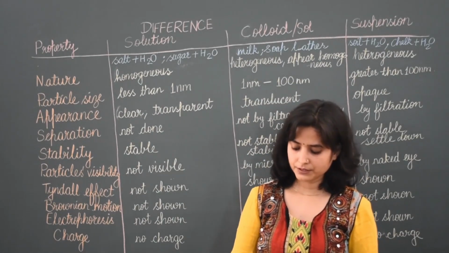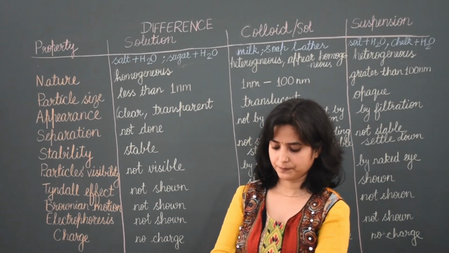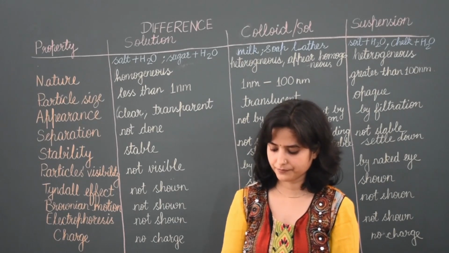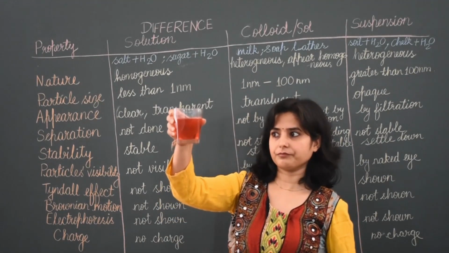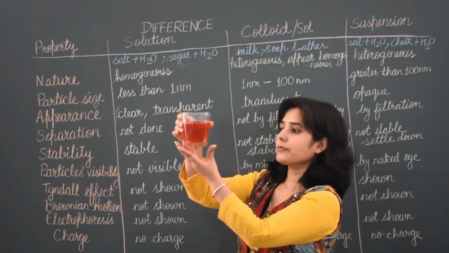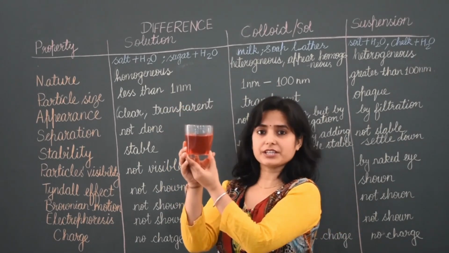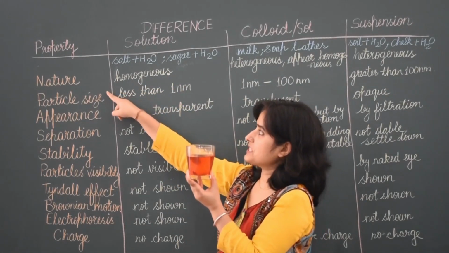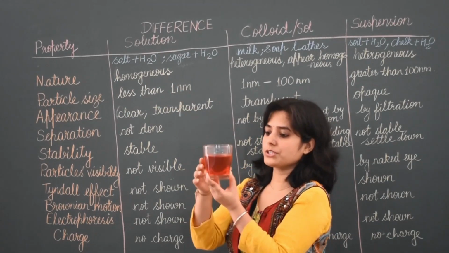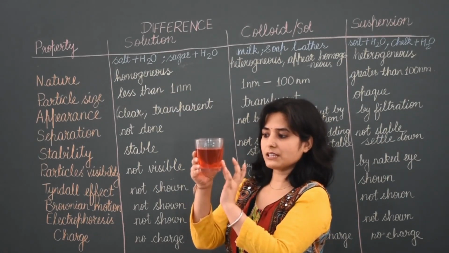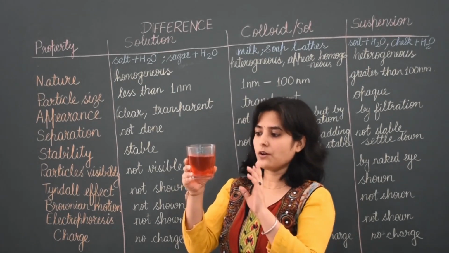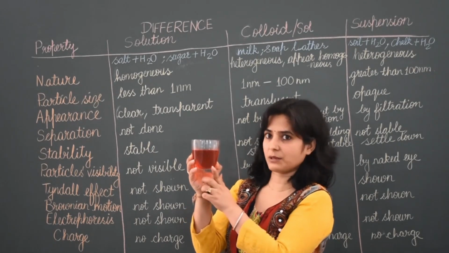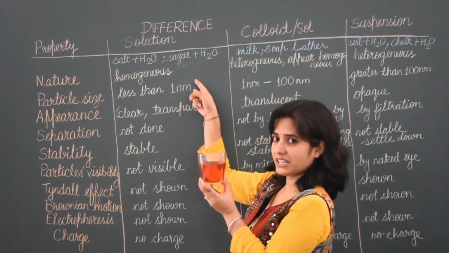Okay. So to check all these properties, I took this. This is what? Solution. How can you say that it is a solution based on these properties? First, nature. What is the nature of this solution? It is homogeneous. Homogeneous means we cannot see the particles of two substances in it. Water is not separated here and juice is not separated here. It looks completely the same everywhere. So it is homogeneous in nature.